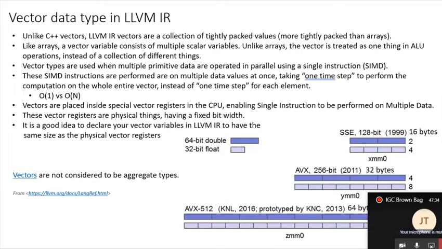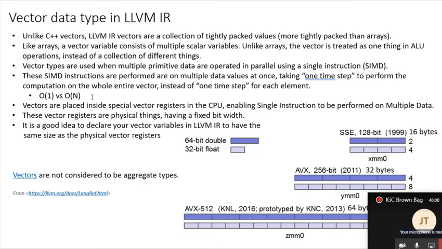These SIMD instructions are performed on multiple data values at once, taking one time step to perform the computation on the entire vector instead of one time step for each element in serial code. So we are computing the operation on the vector in big O of 1 versus big O of n. And vectors are placed inside special registers in the CPU, enabling a single instruction to be performed on multiple data.